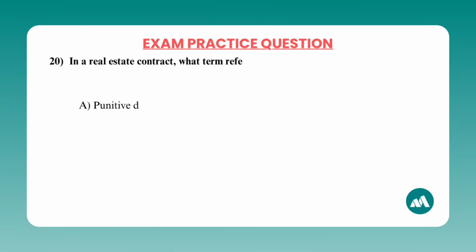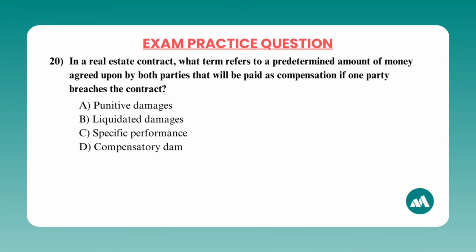And number 20. In a real estate contract, what term refers to a predetermined amount of money agreed upon by both parties that will be paid as compensation if one party breaches the contract? Is it A, punitive damages, B, liquidated damages, C, specific performance, or D, compensatory damages?